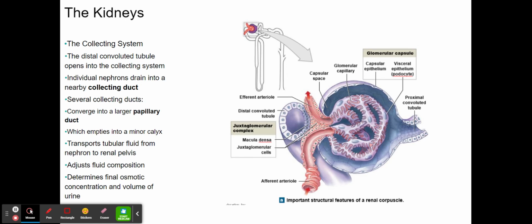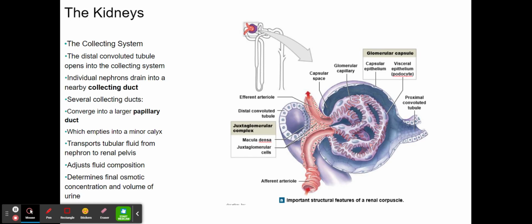Individual nephrons drain into a nearby collecting duct. Several collecting ducts then converge into a larger papillary duct, which in turn empties into a minor calyx. The epithelium lining the papillary duct is typically columnar. Two main types of cells are found in the collecting duct: intercalated cells and principal cells. Intercalated cells are cuboidal cells with microvilli. Alpha intercalated cells and beta intercalated cells make up the population of the intercalated cells.